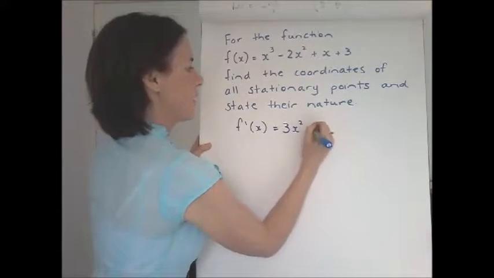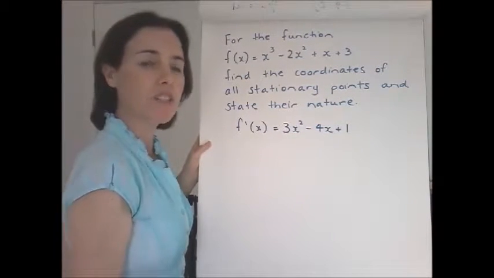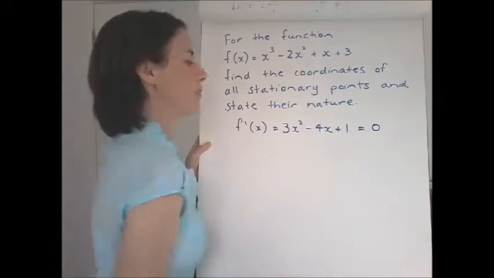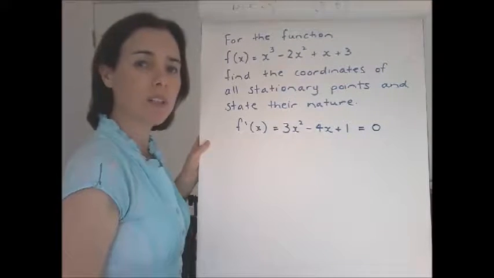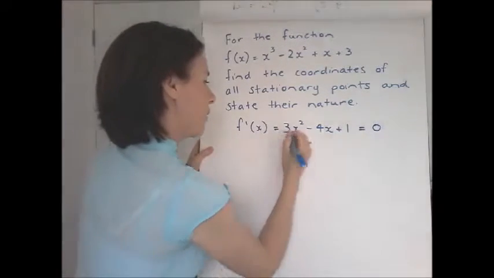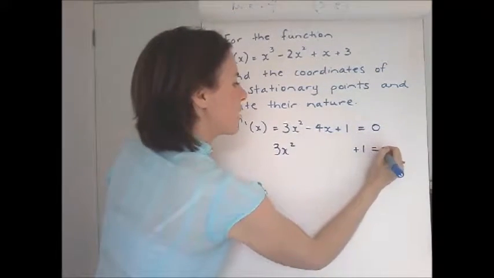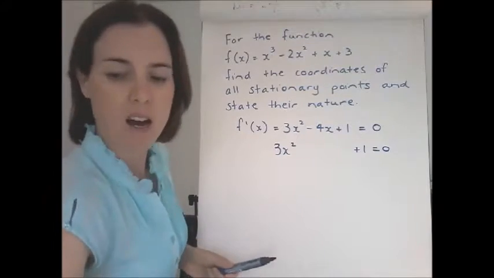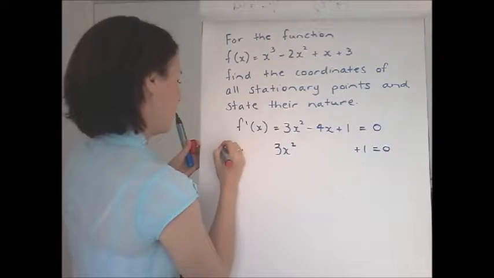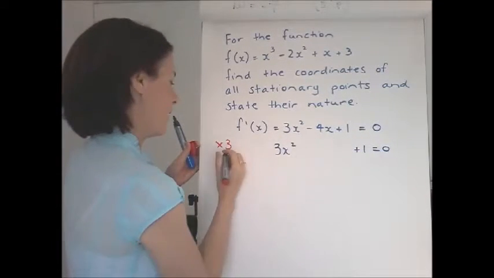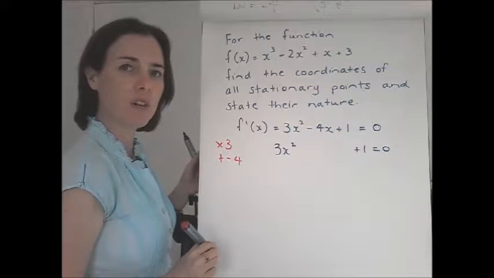That'll be 3x squared take 4x plus 1. And for stationary points, we let it equal 0. I need to now solve this equation. It's a quadratic equation. With the 3x squared, copy down the first term. With the 1, copy down the last term. And then I'm looking for two numbers that multiply to 3 times 1 and add to the number in the middle. So multiply to 3 and add to negative 4.